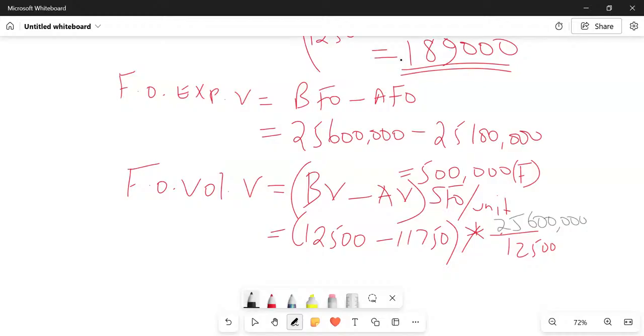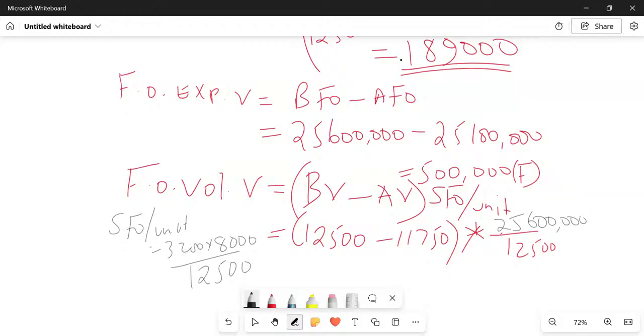You can still do 3,200 times 8,000, and then divide by 12,500 to get the standard fixed overheads per unit. We'll still give you the same answer.